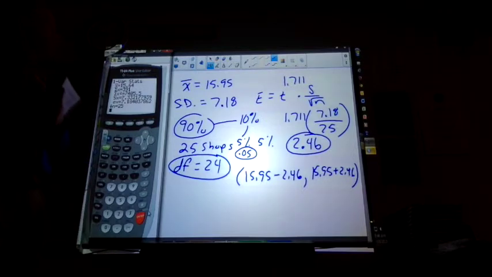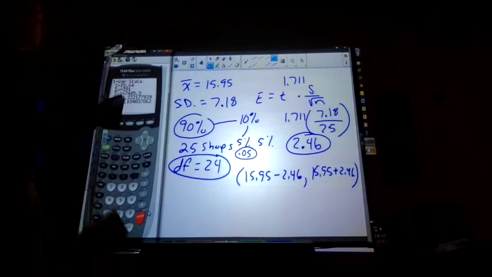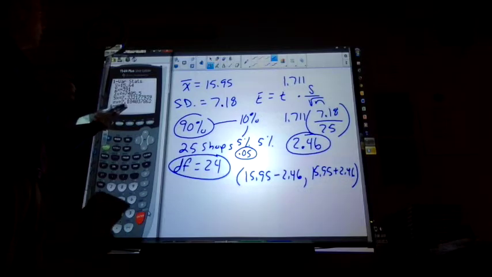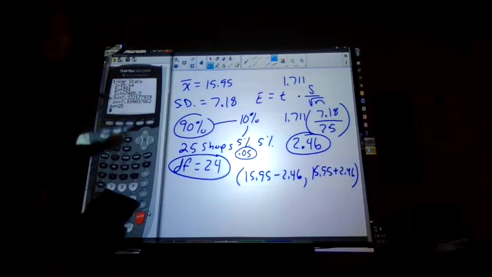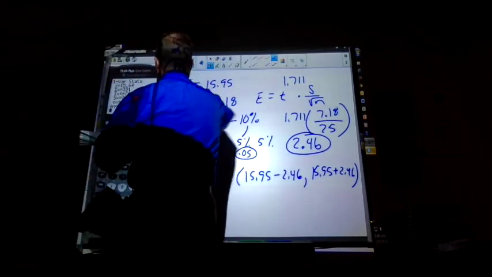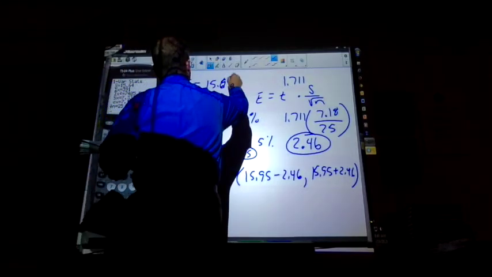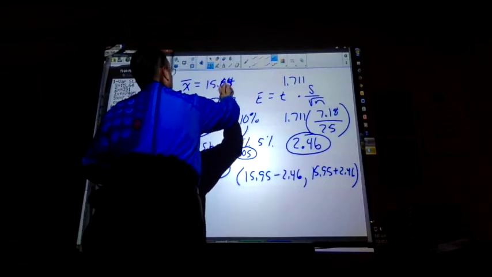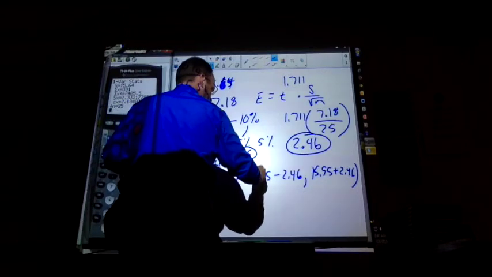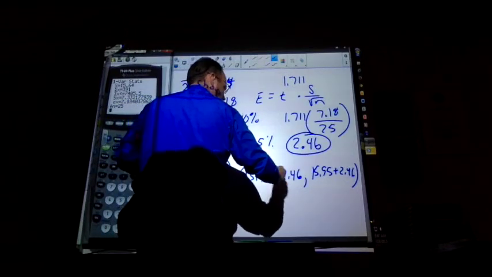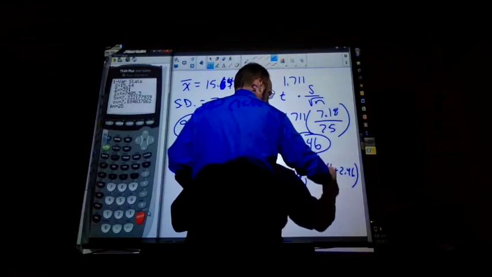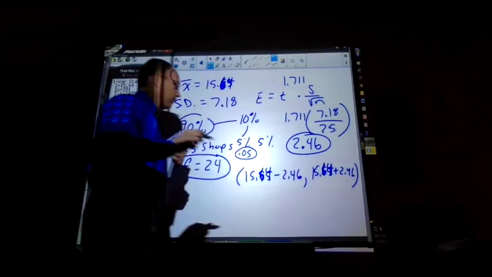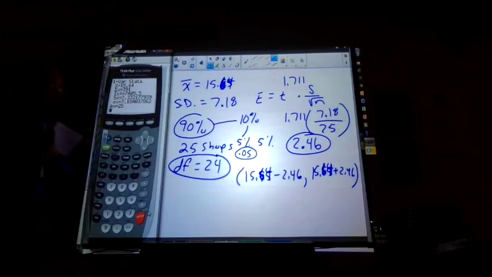I'm sorry, what? Oh my gosh. Where did I get that from? I'm so sorry. Oh, jeez. You guys. 15.64. Sorry about this. It's the only place it's going to affect the problem. Okay. Is that right now? So 15.64 minus 2.46? Yes.